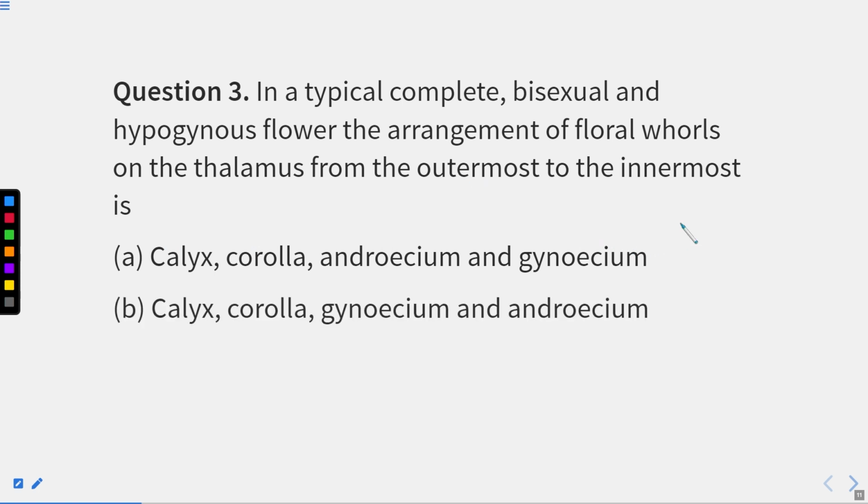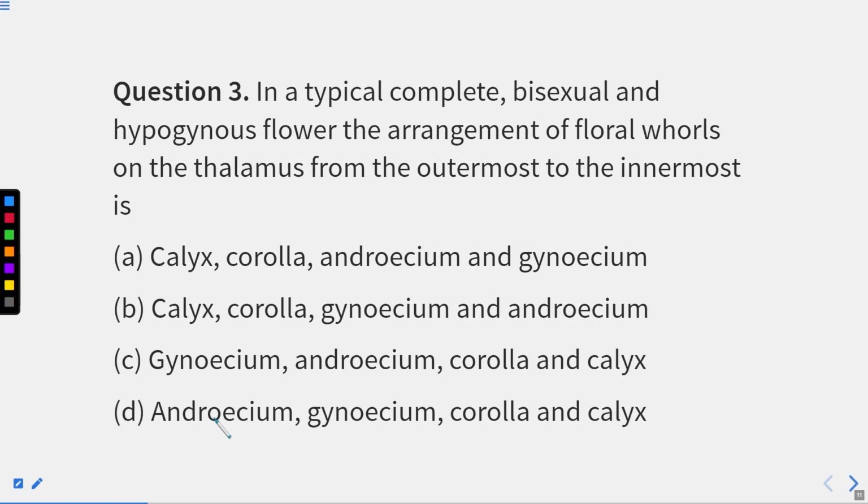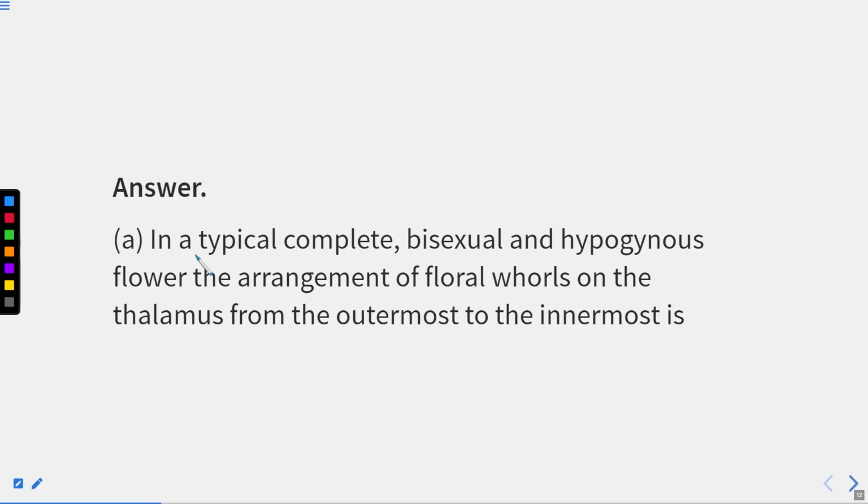Let's have a look at the rest of the options. Calyx, corolla, gynoecium, and androecium, which is not correct. Then gynoecium, androecium, corolla, and calyx, again not correct. Then option D, androecium, gynoecium, corolla, and calyx, which is also not correct. So what should be the answer to this question? Option A is the correct answer.